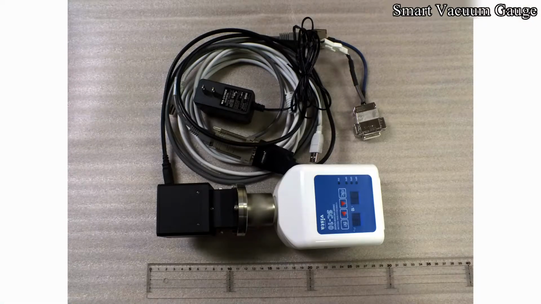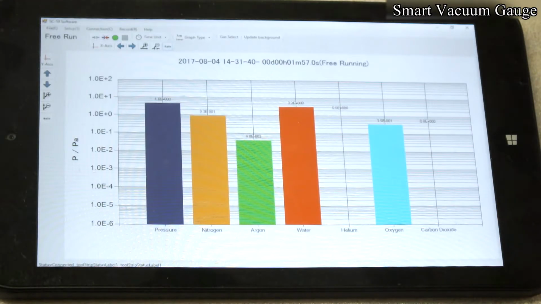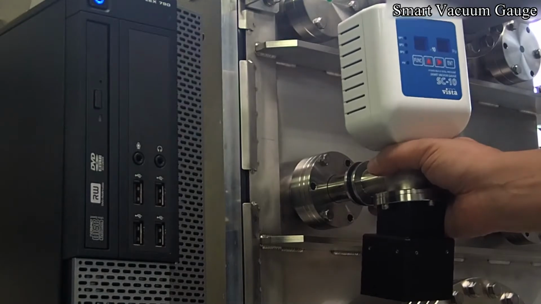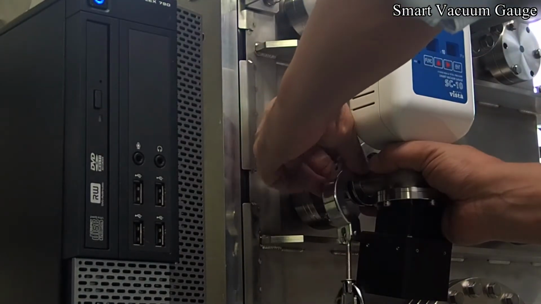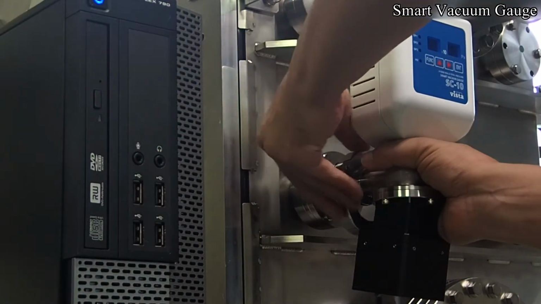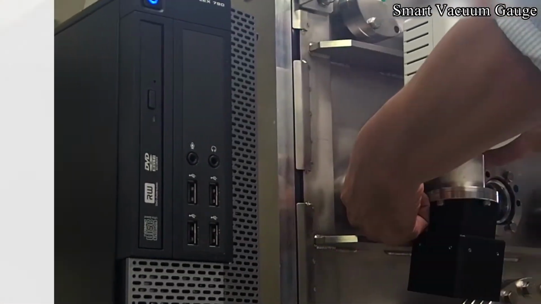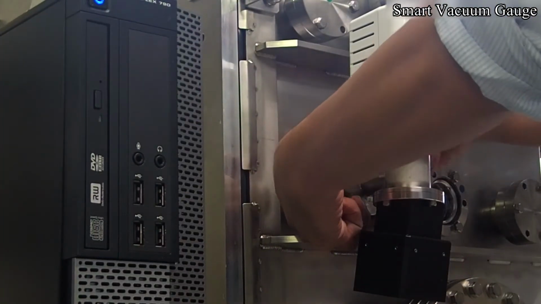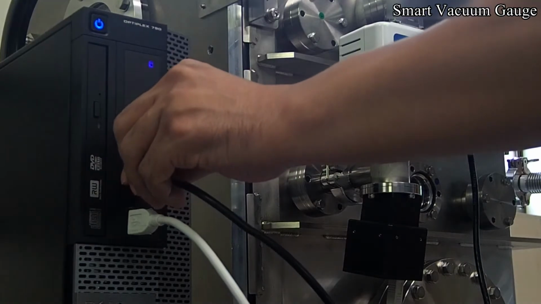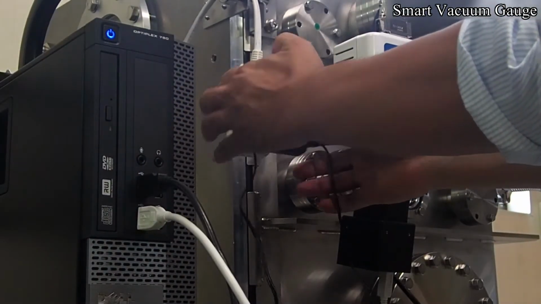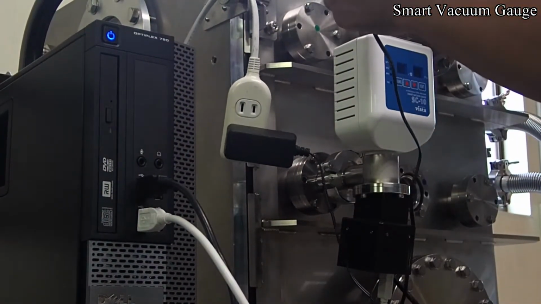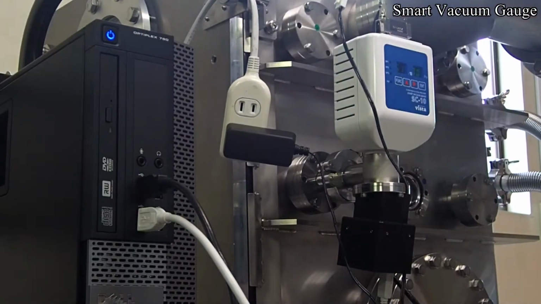The S-Gauge weighs only 1.5 kilograms and is also compact in size. It can be operated from a Windows tablet, so you can carry it with you anywhere. Installing and operating the S-Gauge is extremely simple. Simply connect the S-Gauge to your vacuum system with an NW25 flange. Connect the USB cable to your PC and supply the power from the AC adapter provided. You are now ready to begin operation.